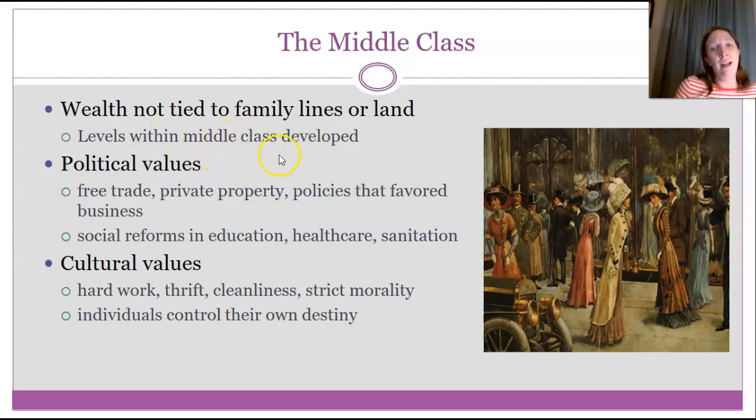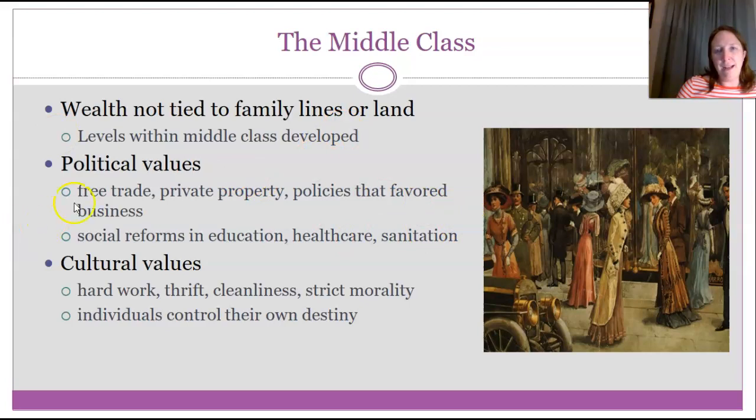But levels within the middle class developed as well. The upper middle class included the factory owners, the bankers, the merchants themselves, the people who saw the direct profits. The middle class were people like the doctors and lawyers and teachers and scientists and other professionals, but maybe not the highest level of the factory system. And then we also have the lower middle class, and these were the more basic yet professional jobs, things like secretaries, hotel staff, police officers, bank tellers, and that sort of thing.